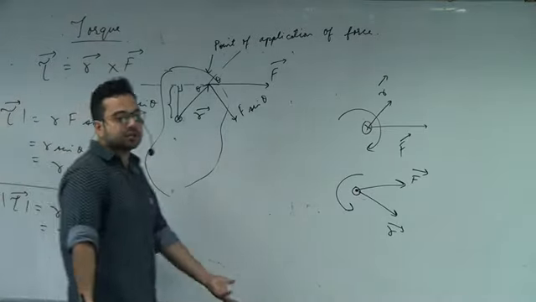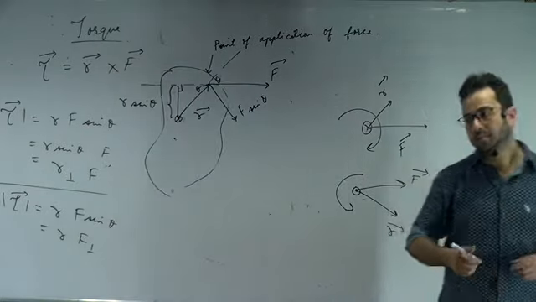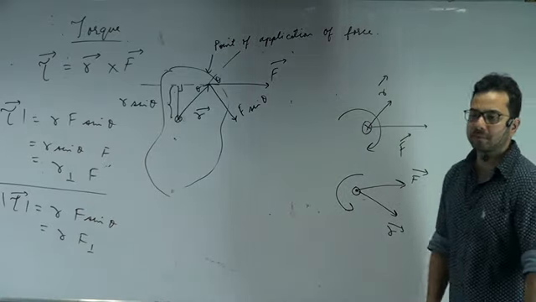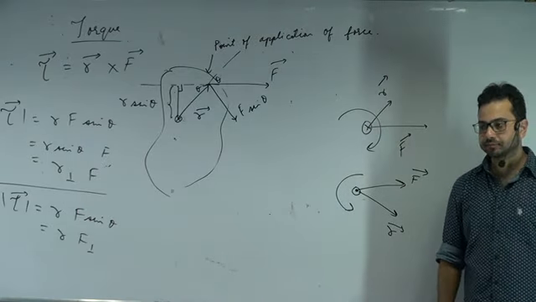In different situations, you will find that different methods are handy. But there is no difference. It's exactly the same as R cross F. It is the same as R perpendicular into F or R into F perpendicular. Is that clear?